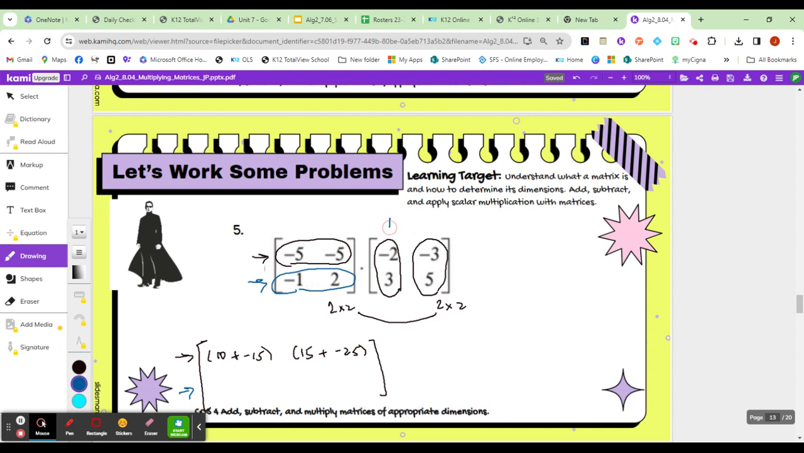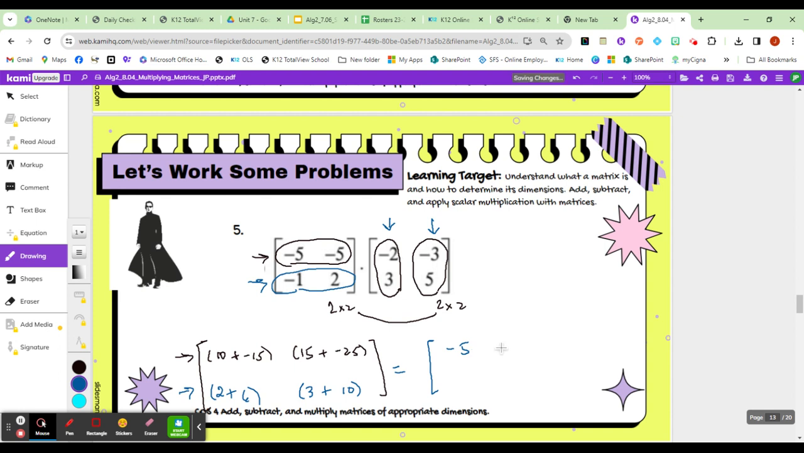Now I'll be writing my answers in my second row because I'm multiplying by my second row. So I'll do second row times first column. That's going to be negative 1 times negative 2, which is positive 2, plus 2 times 3 is 6. Then second row times second column. That's going to be negative 1 times negative 3, which is positive 3, plus 2 times 5 is 10.